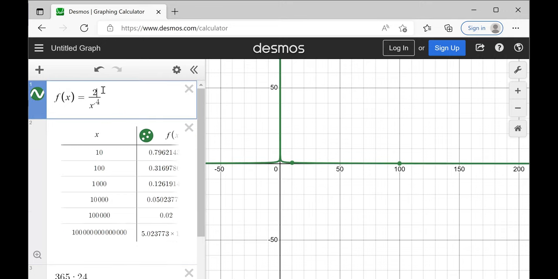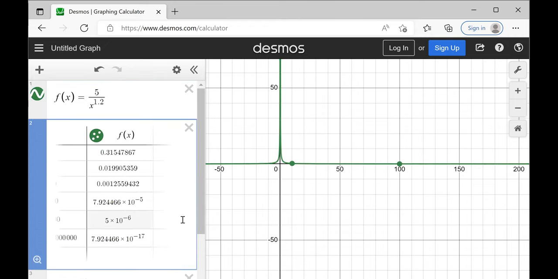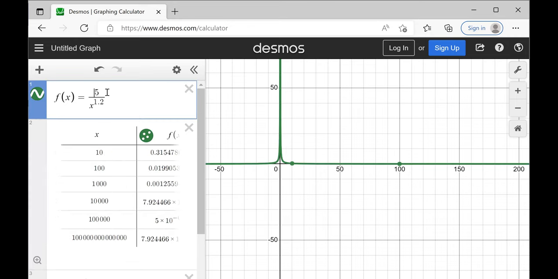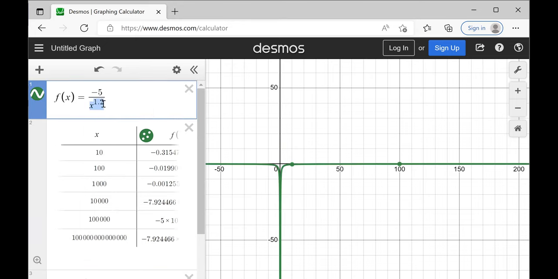Let's see. And again, if we turn this to a 5, this to a 1.2, it doesn't affect anything. If we made this a negative number, negative 5, still going to 0. So all of these limits are approaching 0. And that's because x to any positive power is going to infinity. And if you have a number like negative 5, and you divide it by a very large number, the result is very small.